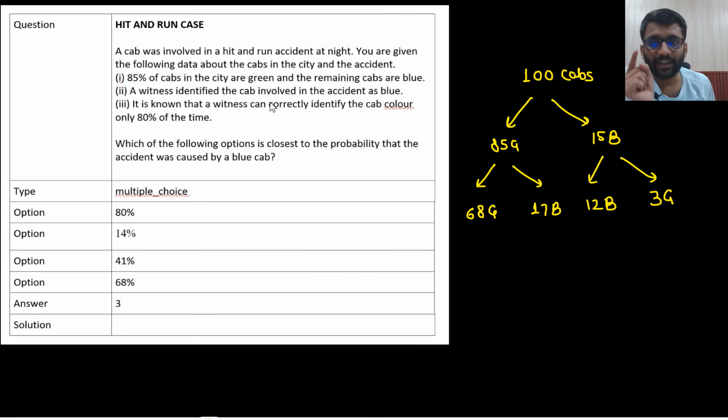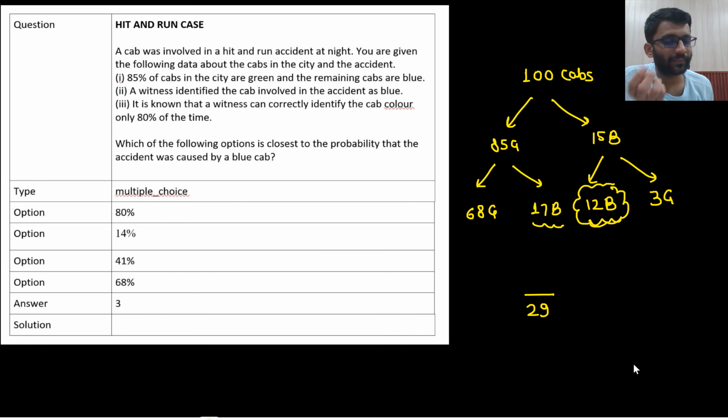Now the witness has identified the cab involved in the accident as blue. So how many chances are there that he will identify it to be blue? 29 chances are there. In a total of 100 cabs, there are 29 chances that he will say it is blue. Which of the following options is closest to the probability that the accident was caused by an actual blue car? So what could be the actual blue car? 12 chances are there for the car to be actually blue.